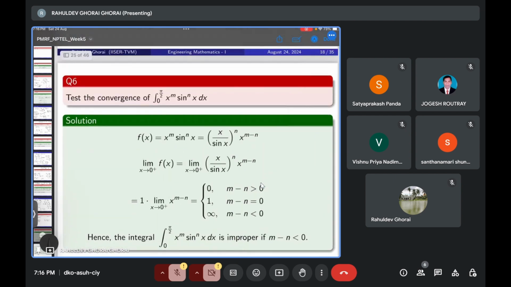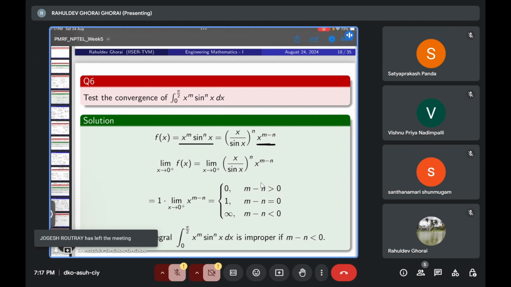So if you make it x over sine x, the limit of f(x), you take x to the power m times sine nx, then x to the power m over sine x, that to the power n, you keep this one. Now this quantity as x tends to 0 can only have a problem when x equals 0, right? Did I make a mistake here? So sin x.